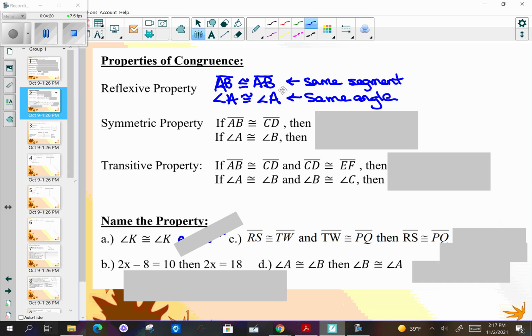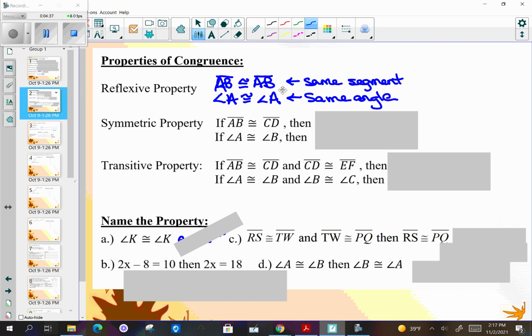Or we'll have the same angle in 2 different triangles. So we have to have a reason for why we can say that it's the same in both triangles, and it's because it's the same angle or the same segment. So that's reflexive, kind of like looking in the mirror. Your reflection is exactly the same.